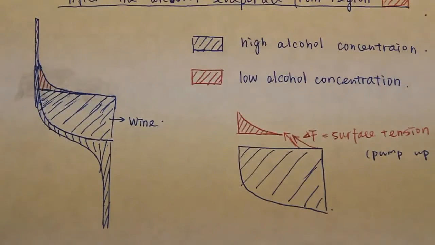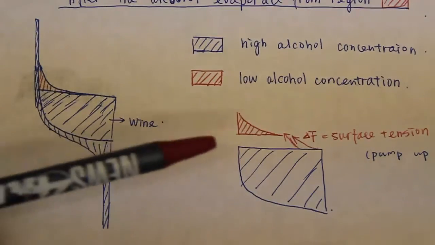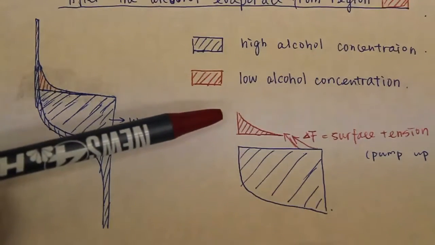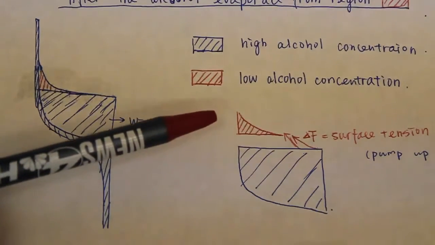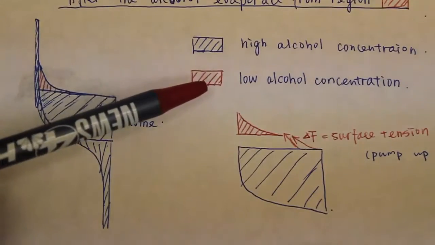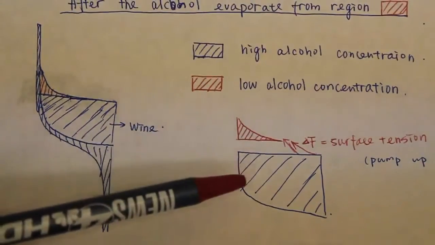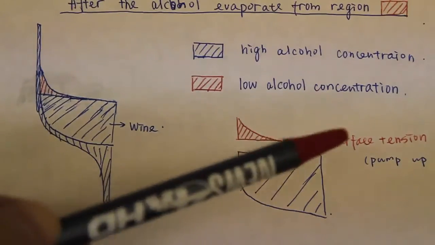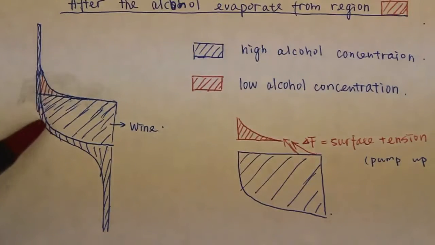So we conclude that high concentration liquid will always flow to low concentration liquid by itself. The thin liquid layer on the glass wall is formed because in the red region alcohol evaporates much faster than water, making it lower concentration than the blue region. And the surface tension difference between the red and blue region liquid pulls more and more liquid up to the red region, which forms the thin layer on the glass wall.